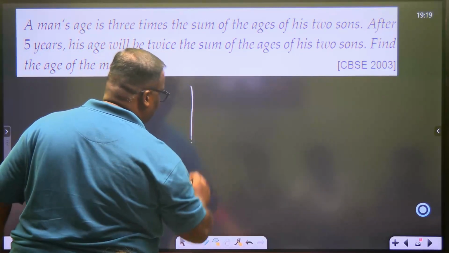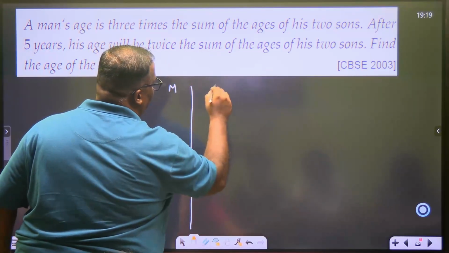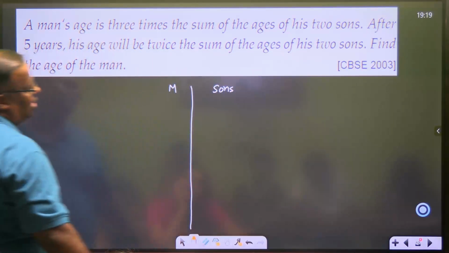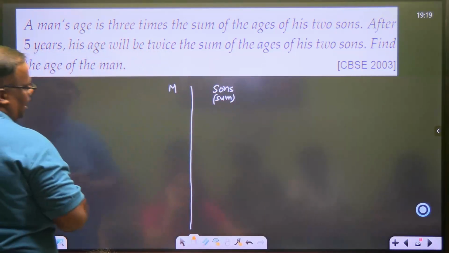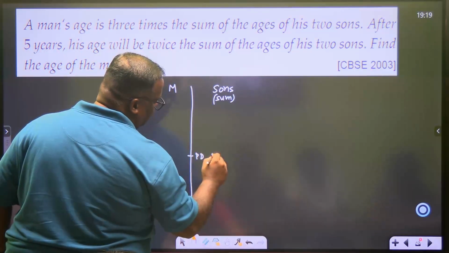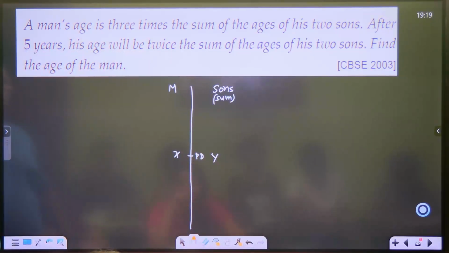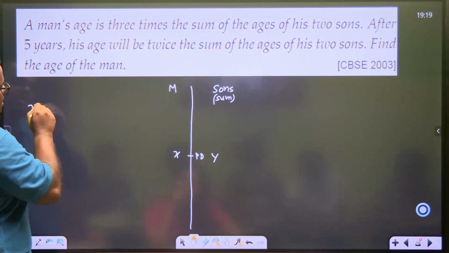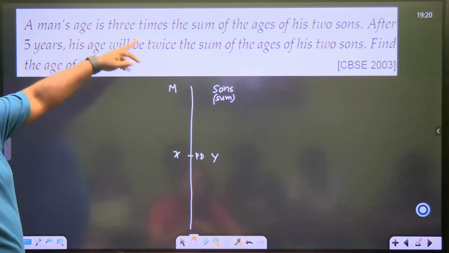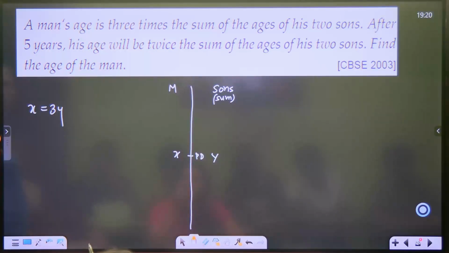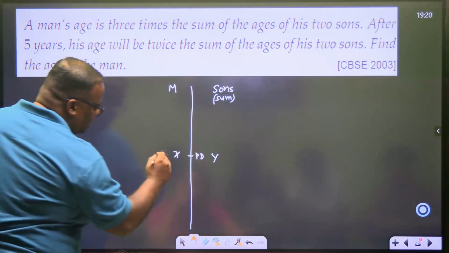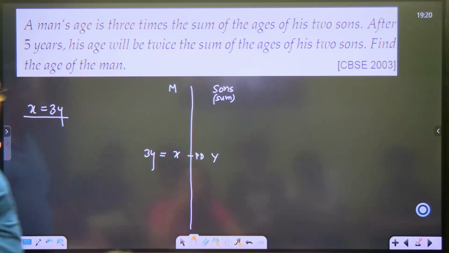So actually that is the correct way of doing the problem. There is a man and there are the sons. And the sons we will always see as the sum. Let the sum of the ages of the sons on present day be y and the man be x. They have said that x is equal to 3 times the sum. X is equal to 3y. This is something that is given to you. This is one relation you have already.